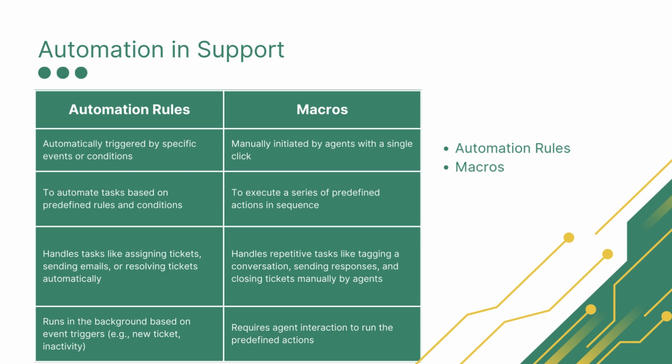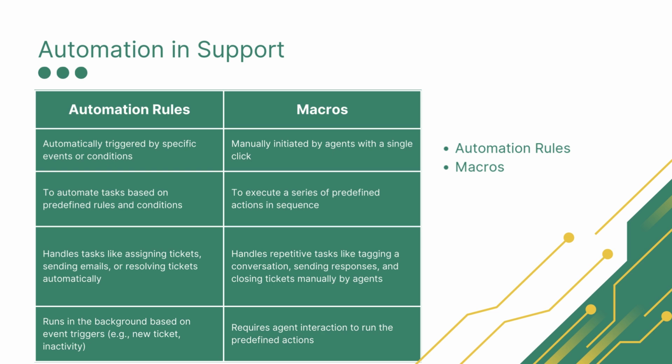Whereas macros are a set of predefined actions that the agents can manually run with a single click. So they allow the agents to perform multiple tasks in sequence, such as tagging a conversation, sending an email, updating a ticket status, without having to manually execute each step. So the agents initiate macros manually to apply a sequence of actions instantaneously.